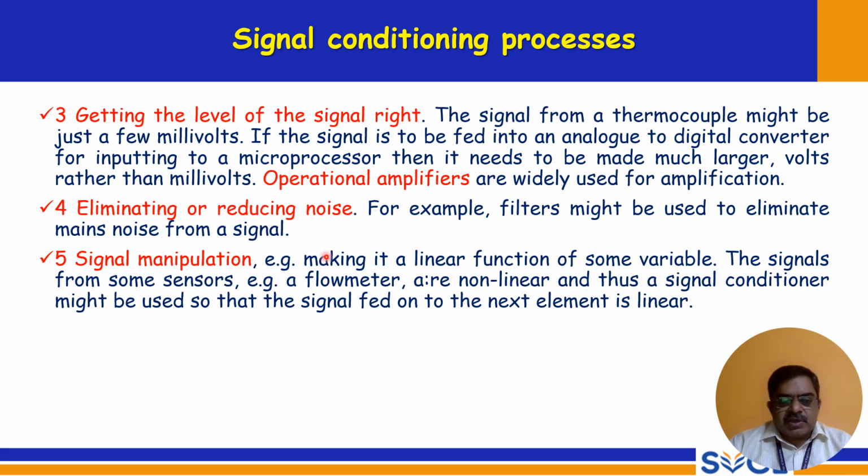Signal manipulation, for example, making it a linear function of some variable. The signals from some sensors, for example a flow meter, are non-linear. Thus, a signal conditioner might be used so that the signal fed on to the next element is linear. So linearization or manipulation can be done using a signal conditioning unit that may consist of operational amplifiers and the types of op amps.